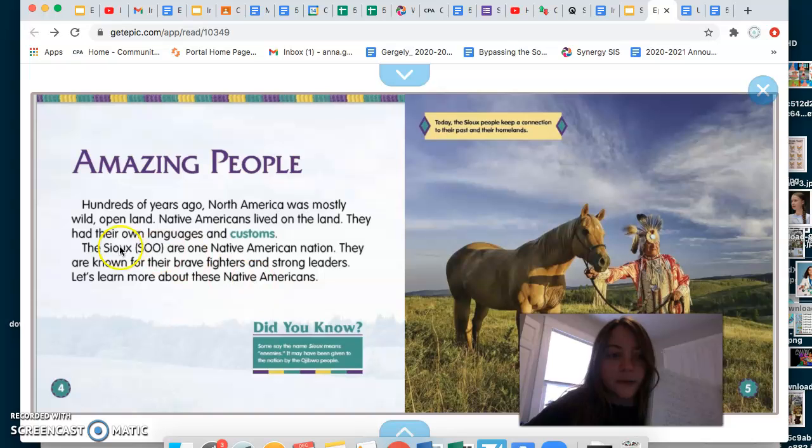As we read, we see hundreds of years ago, North America was mostly wild, open land. Native Americans lived on the land. They had their own languages and customs. The Sioux are one Native American nation. They are known for their brave fighters and strong leaders. Let's learn more about these Native Americans. We know from class that even though they're called the Sioux in this book, that was the name that other tribes and Europeans called them, but they go by Dakota, Nakota, and Lakota, the names of those tribes.